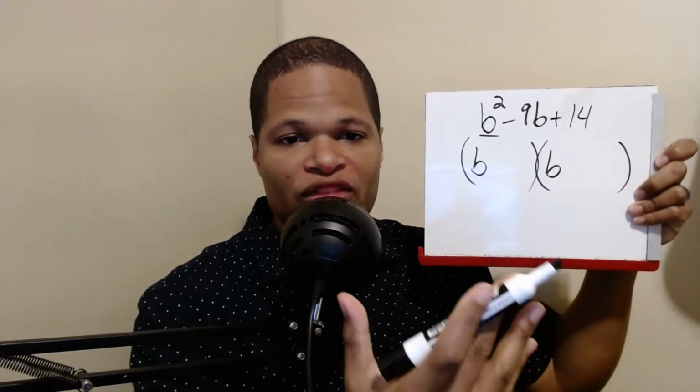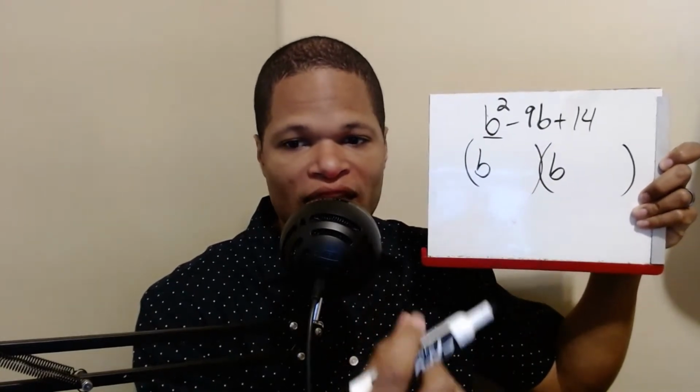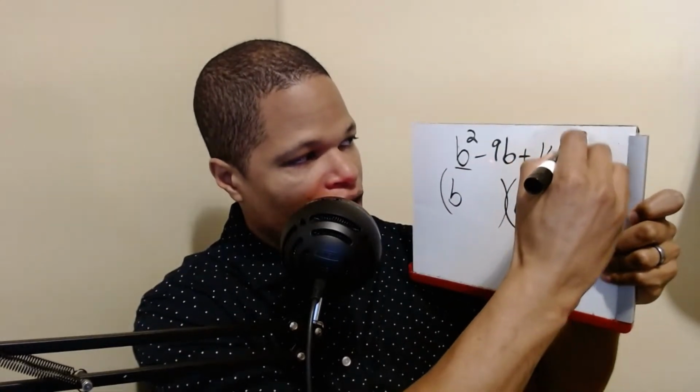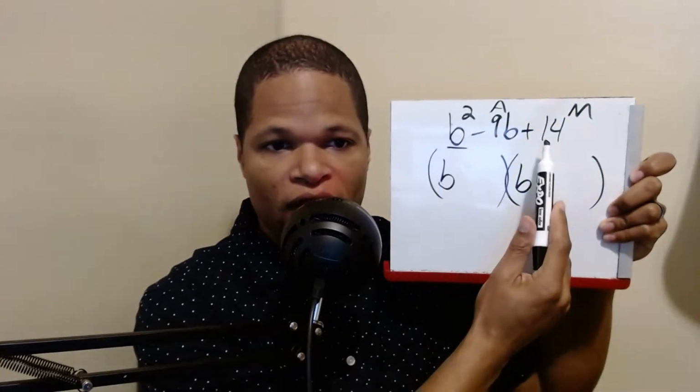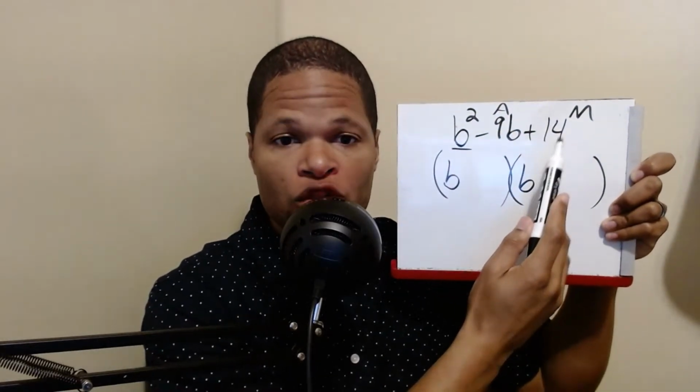Then you've got to really think about your multiplication facts and give it some thought, because remember we talked about how the outside number, I'm going to put an m there and an a here, the number on the far right, you're trying to find numbers that multiply to it.